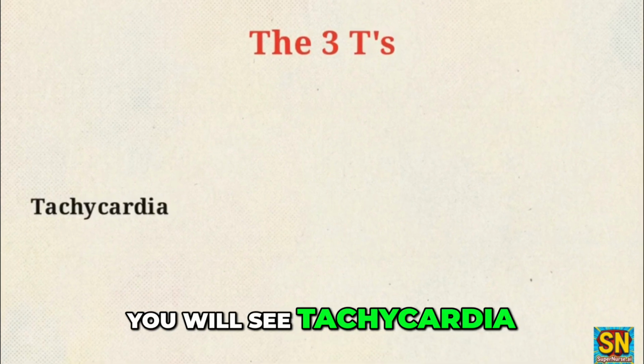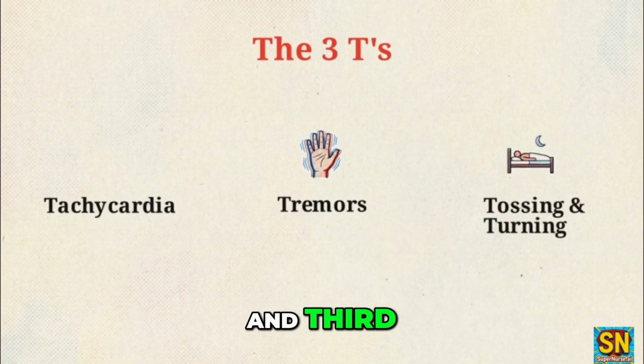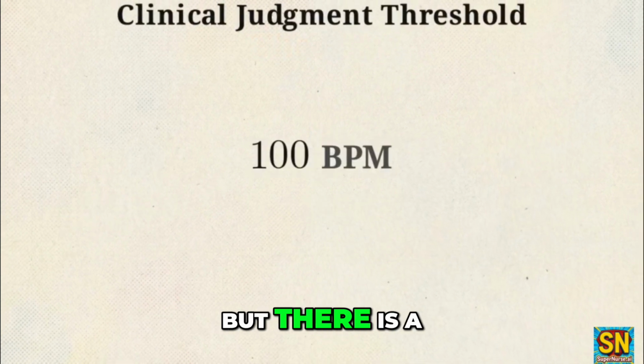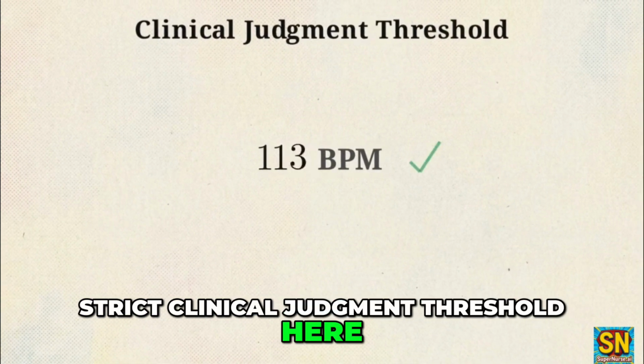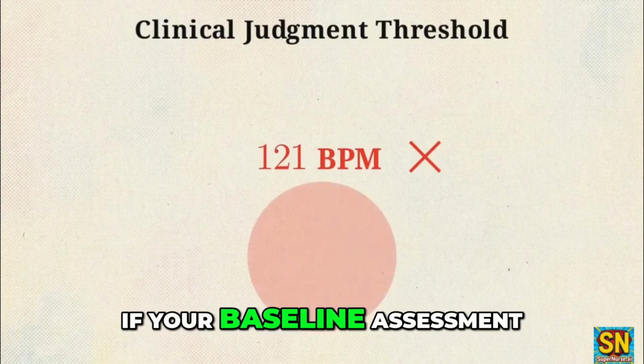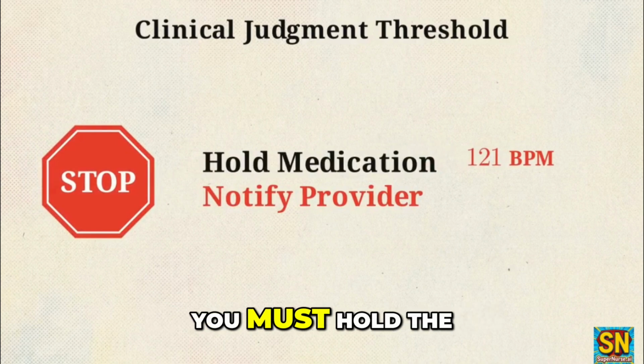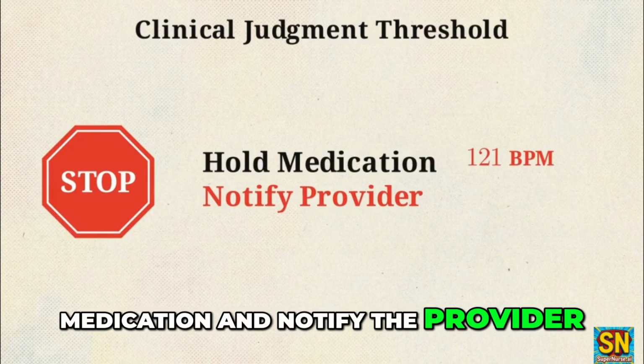First, you will see tachycardia. Second, they will experience tremors. And third, tossing and turning. But there is a strict clinical judgment threshold here. Mild tachycardia is expected. However, if your baseline assessment reveals a heart rate over 120 beats per minute, you must hold the medication and notify the provider.